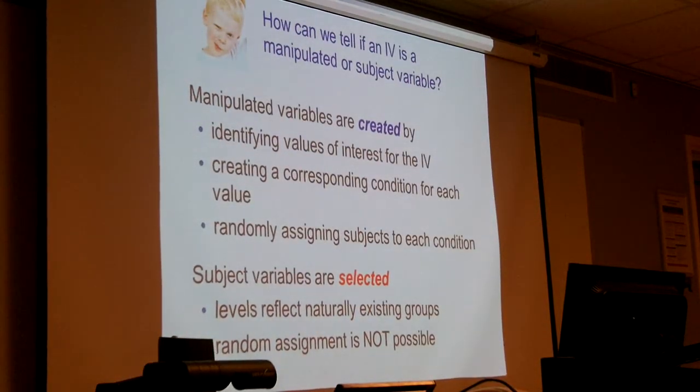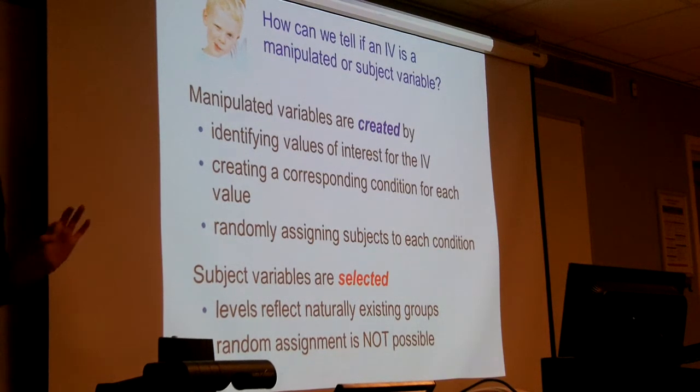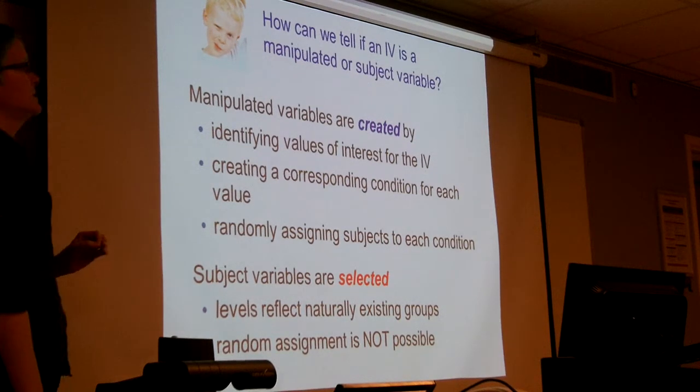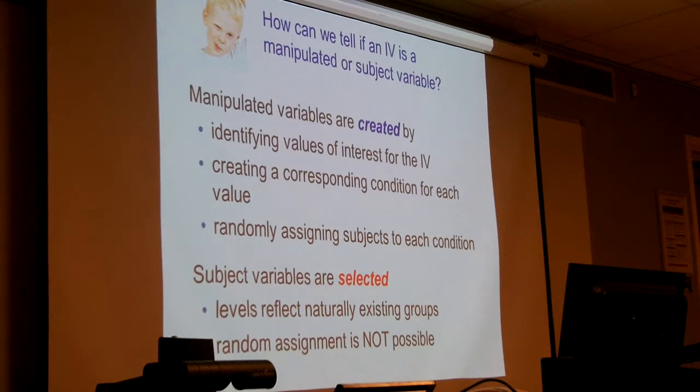Now, people sometimes struggle to tell the difference between a manipulated IV and a subject IV. So just some things to look for. Manipulated variables are created. The researcher gets to define the levels. The researcher gets to choose what groups are going to be compared. And the researcher has the ability to randomly assign subjects from the sample to the conditions. So every single person that's drawn out of the population and brought into the study has an equal chance of being in any of the conditions created by that variable.